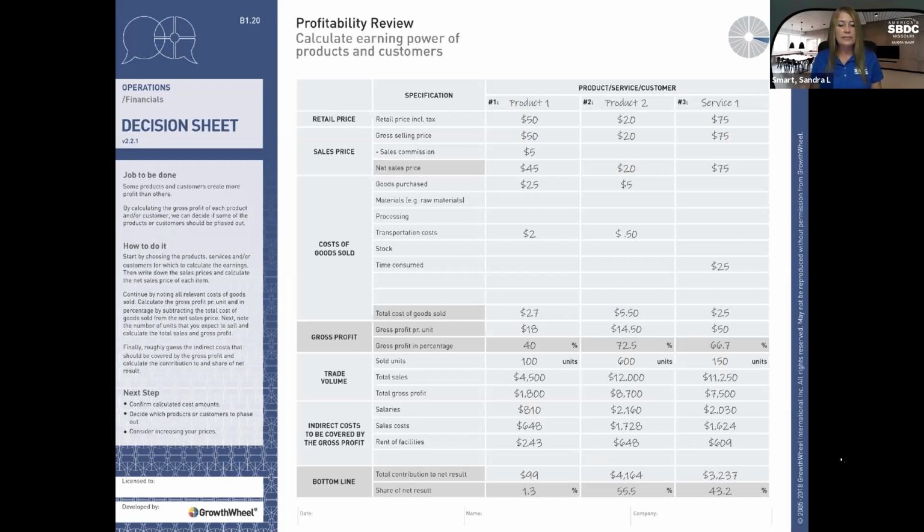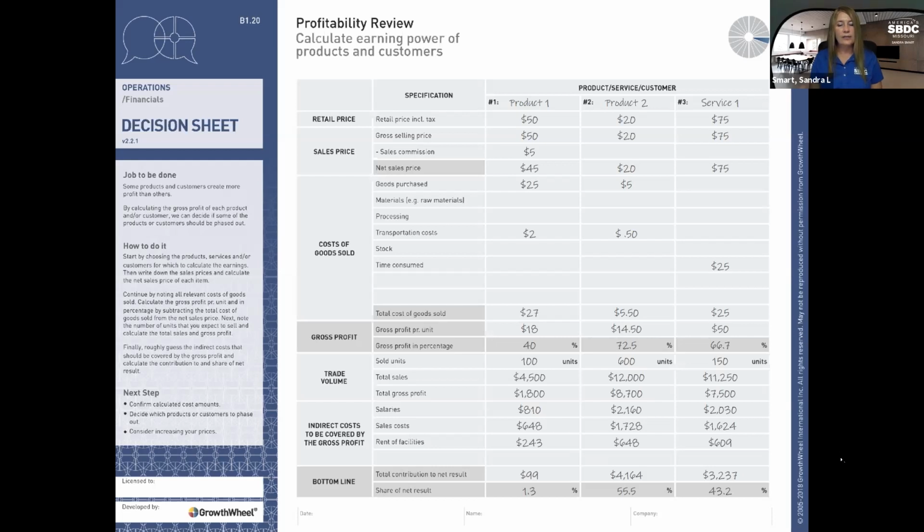And you can see here on the bottom, the dollar amount, total contribution to the net result, $99 for selling 100 units of product 1 that sells for $50. That's not very good. And this directly ties into your ability to cash flow the business. Looking at product 2 and service 1, a little over 4,000, a little over 3,000 there. So, okay, that's some money to the bottom line, allows you to potentially have a cushion there.